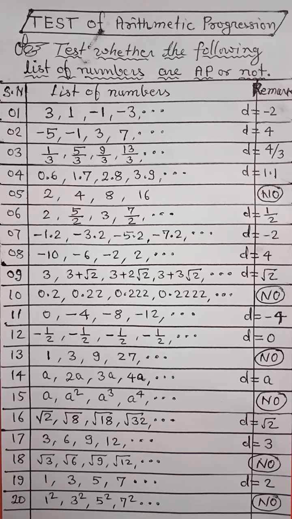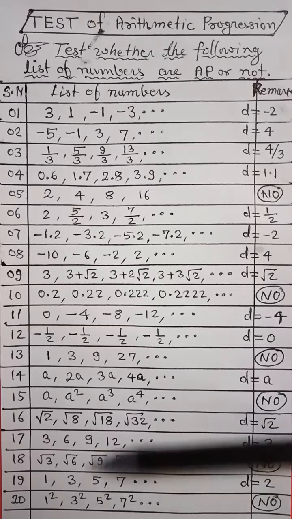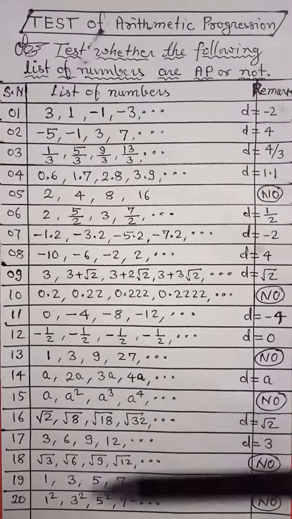Students, what is a sequence? A sequence is nothing but a list of numbers arranged serially. That means a serial list of numbers or serial wise list of numbers. Here you can see each one of them is a list of numbers.